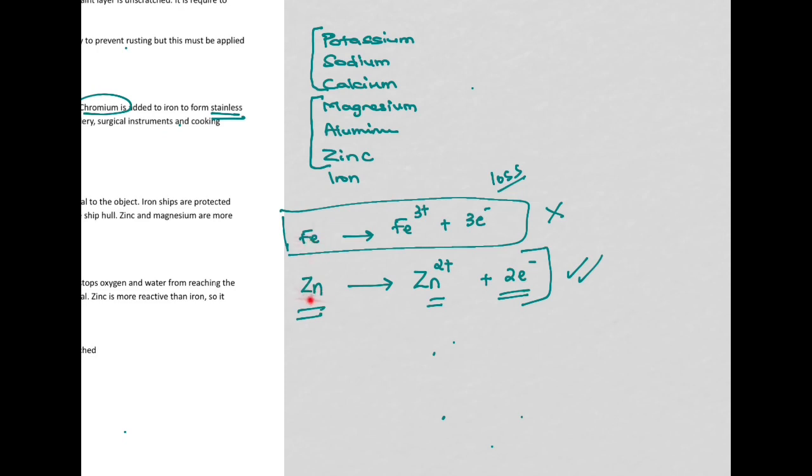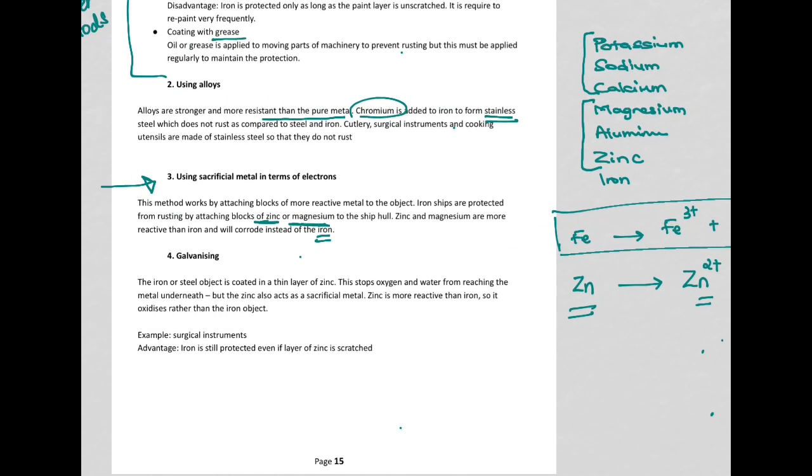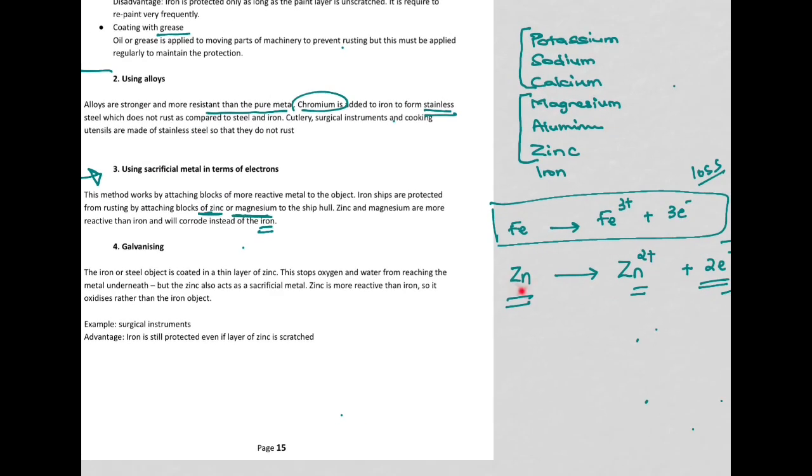However, this metal is going to be eaten away. It will decrease in size. Because of this, when we do sacrificial protection, these blocks of metal, whether zinc, aluminium, or magnesium, will corrode and have to be replaced regularly. So iron ships are protected from rusting by attaching blocks of zinc or magnesium to the ship hull, and these have to be regularly replaced.